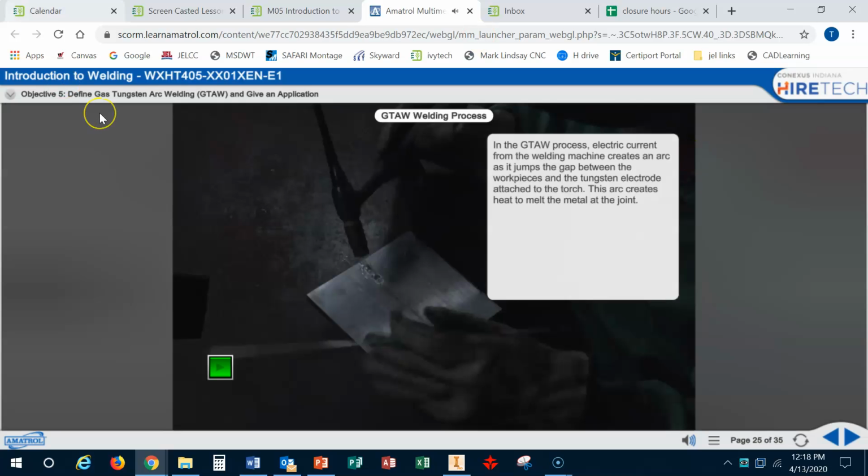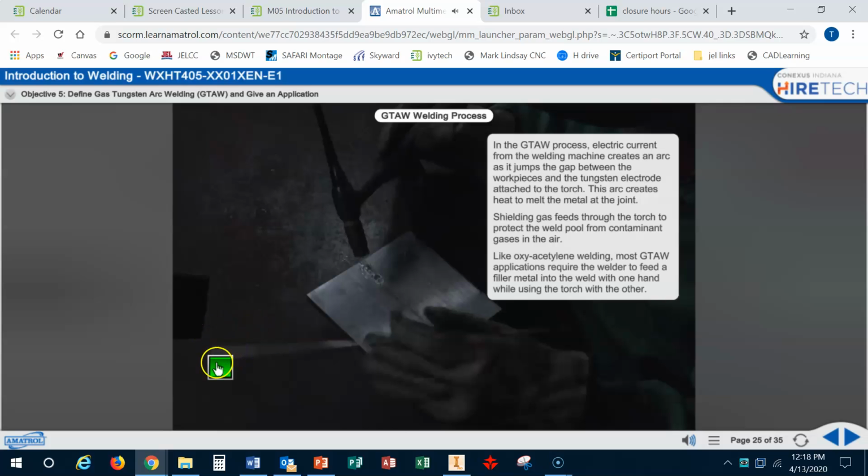In the GTAW process, electric current from the welding machine creates an arc as it jumps the gap between the workpieces and the tungsten electrode attached to the torch. This arc creates heat to melt the metal at the joint. Shielding gas feeds through the torch to protect the weld pool from contaminant gases in the air. Like oxyacetylene welding, most GTAW applications require the welder to feed a filler metal into the weld with one hand while using the torch with the other.